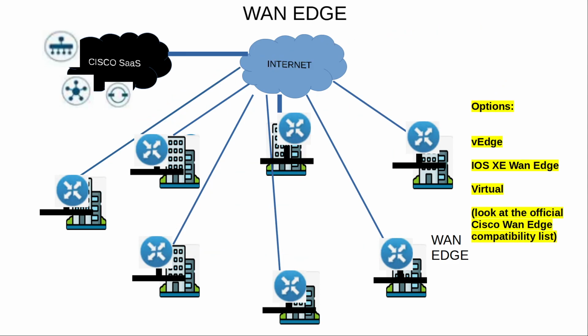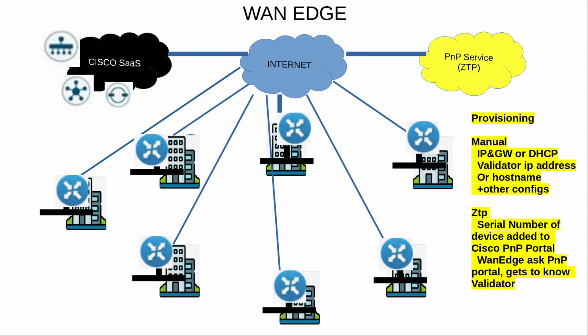You also have many options when selecting the appropriate WAN edge device. You can choose to use the original Viptela hardware known as vEdge, or you can go for the Cisco solution that is known as IOS XE Catalyst Edge, formerly known as cEdge, or you can go for the virtual option using virtual machines. So you can always look at the official Cisco WAN Edge compatibility list in order to make this decision.